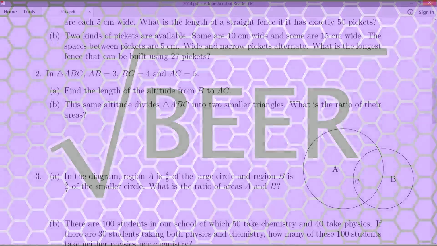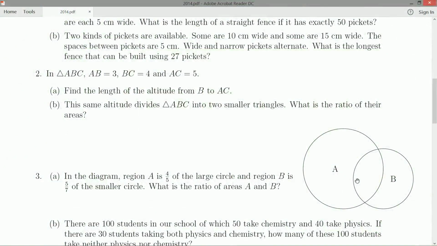It's Root Beer here, and we're going to be looking at question number 2 on the 2014 Manitoba Math Contest. In triangle ABC, AB is 3, BC is 4, and AC is 5. Find the length of the altitude from B to AC.